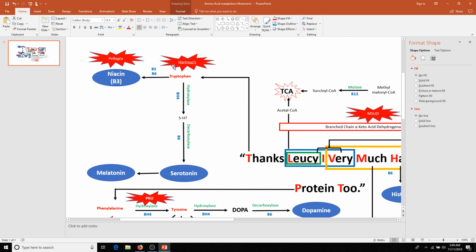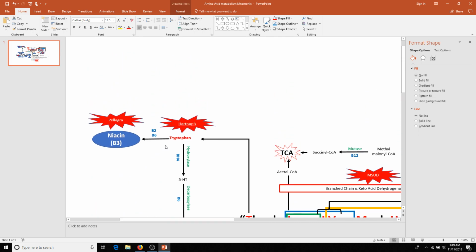But so tryptophan right here, for me to take it down to 5-HT, which is 5-hydroxytryptophan, I'm using hydroxylase and BH4. And then to go from the 5-hydroxytryptophan to serotonin, I'm using a decarboxylase and B6. And then serotonin can be turned into melatonin. So that's why tryptophan is important, because it makes serotonin, one of my important neurotransmitters. And then, of course, melatonin, which helps regulate your sleep cycle. And that's made in the pineal gland.